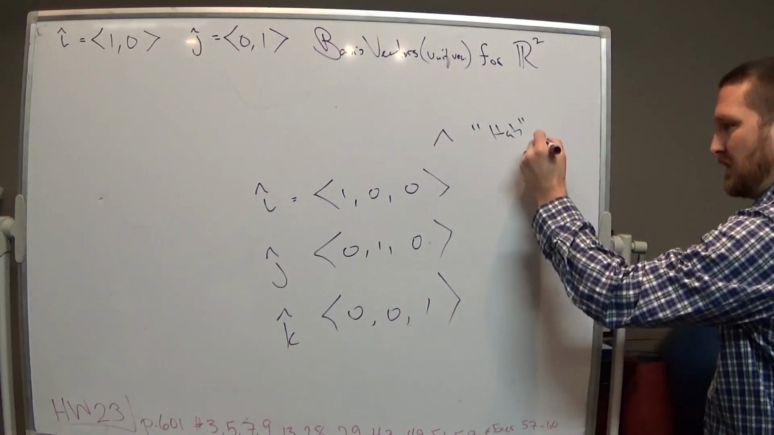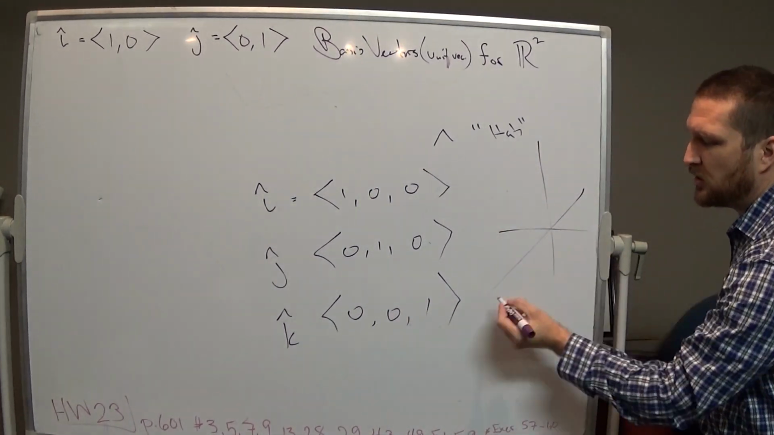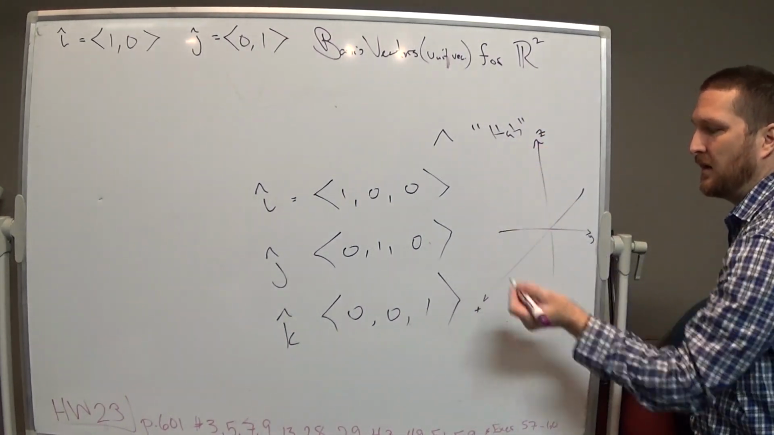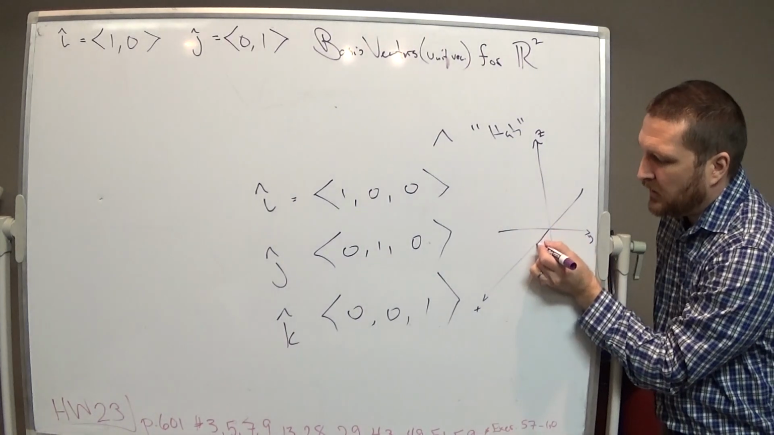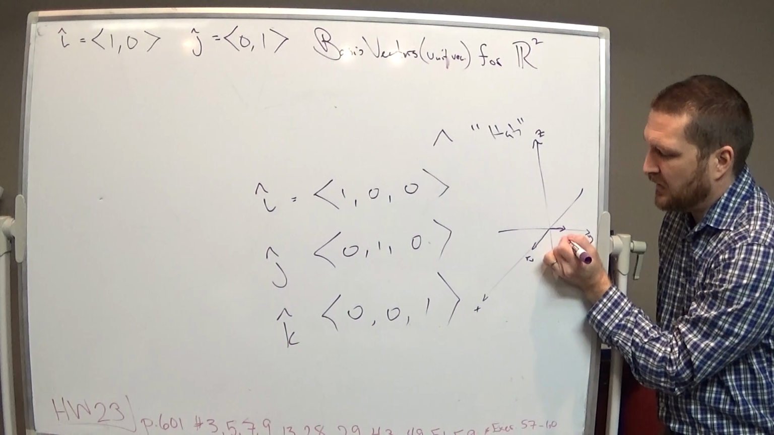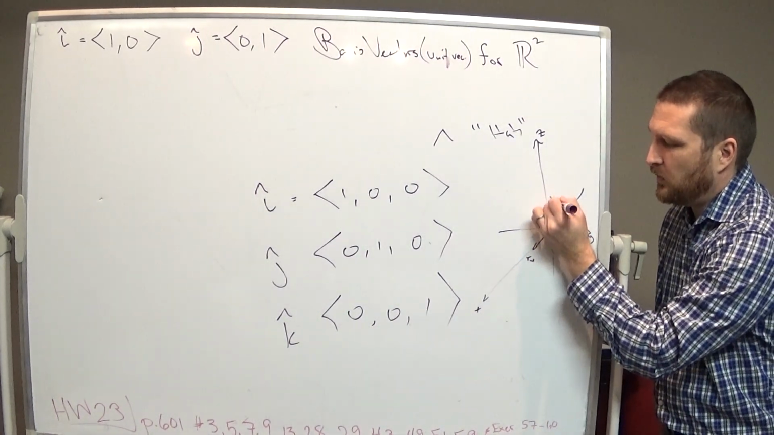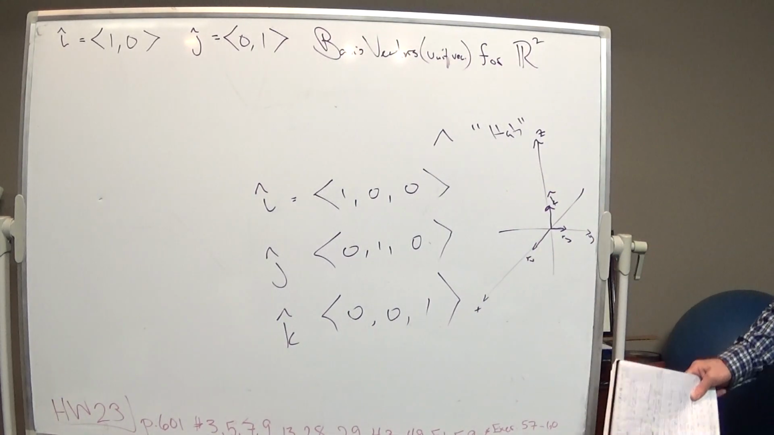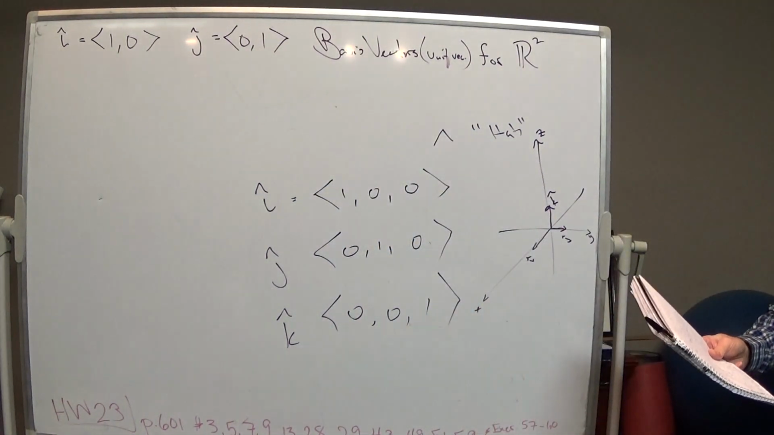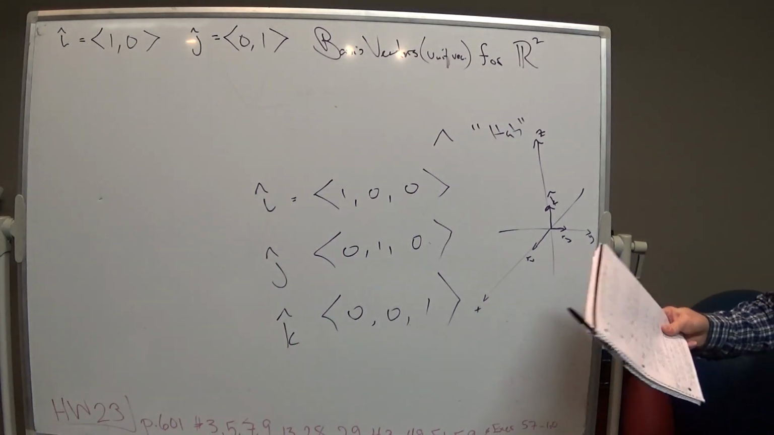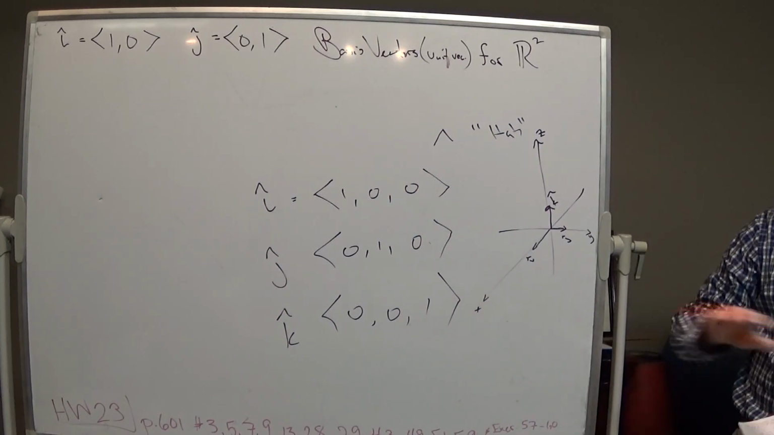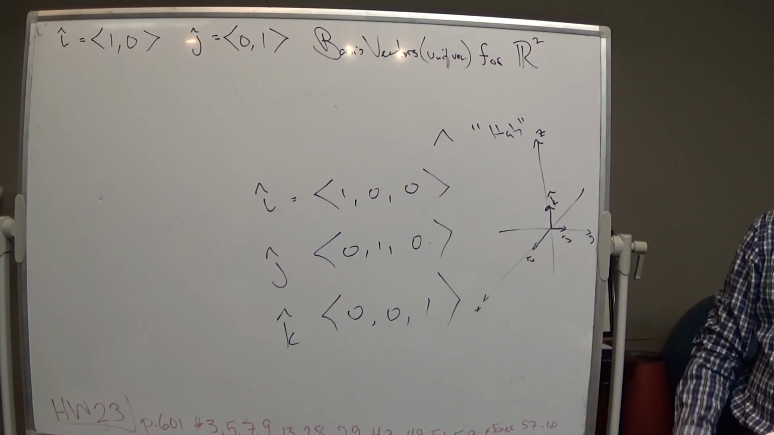And those are just in the directions of x, y, and z. So we usually put our x right here, our y right here, and our z right here. Then i hat would be one unit in this direction, j hat would be one unit in this direction, and k hat would be one unit in this direction. For something to be a basis, you give me any vector in that space, and it could be expressed in terms of those vectors, and those vectors alone. You don't need another vector to do it.